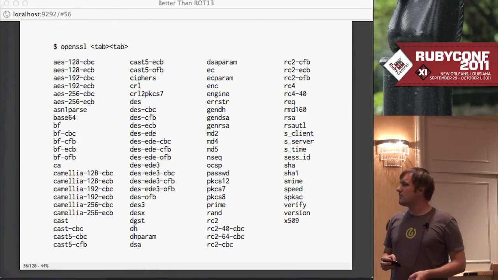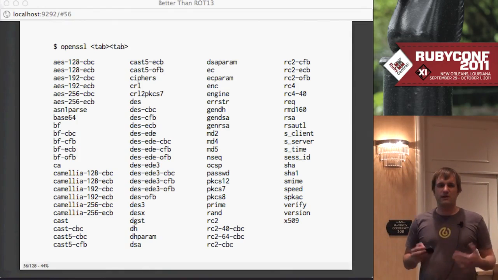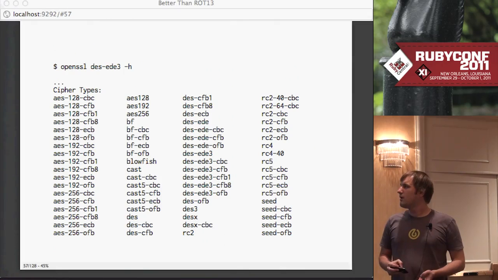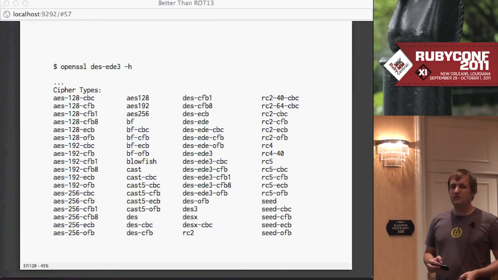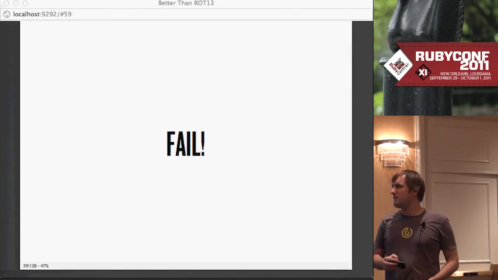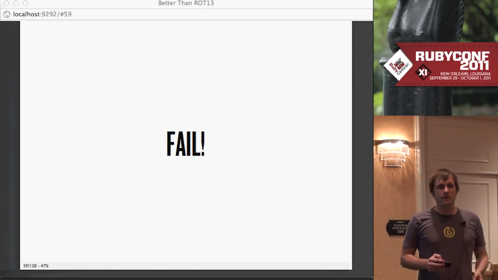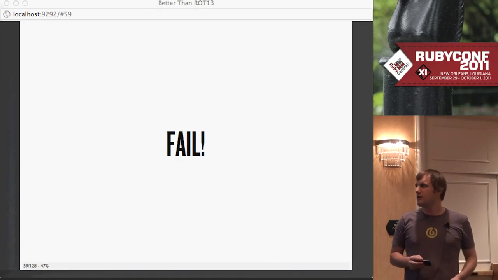If you pick one of those, let's say DES-EDE3, because that sounds familiar from earlier in the talk, and a -H, then you get all this stuff. So these are all symmetric ciphers with a bunch of modes on them. If we pick one at random and pick ECB, whatever, if you've done that, you just failed. OpenSSL doesn't tell you that this is a tremendously insecure way of encrypting things. It just says, here, try it.